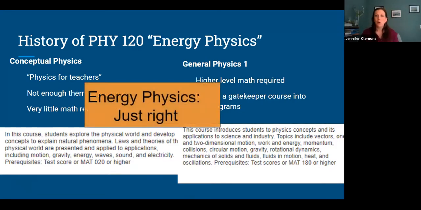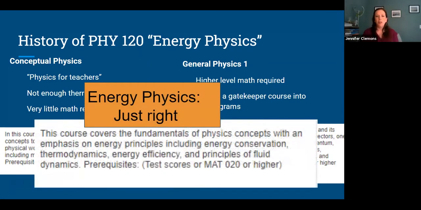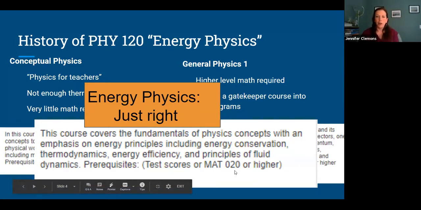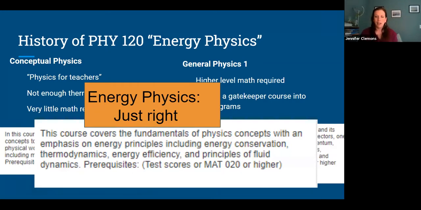So we developed this new course, this energy physics. This was like the baby bear physics that was just right. And as you can see, we really focus on energy principles, including energy conservation, thermodynamics, energy efficiency, in addition to our traditional Newtonian physics that everyone has, the laws of motion and so on. But we kept the math low here; we were really focusing more on the conceptual side of it rather than calculating, you know, the acceleration of different things like that.